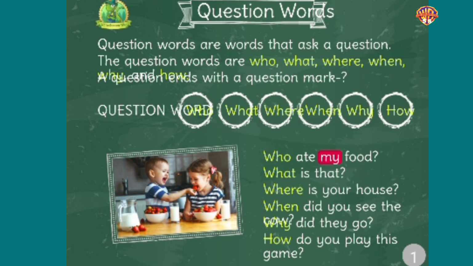Who ate my food? What is that? Where is your house? When did you see the cow? Why did they go? How do you play this game?